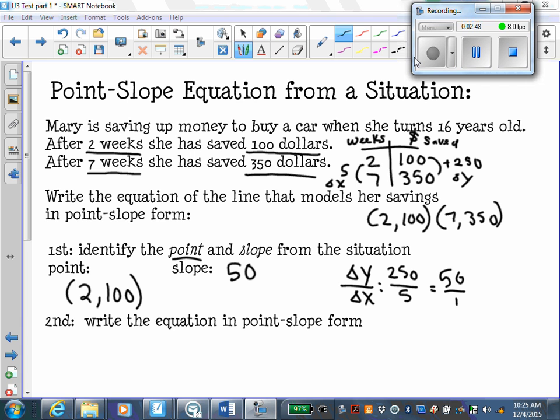If you prefer using not the change in y over change in x right here, but the slope formula, you could do 350 minus 100, and then divide that by 7 minus 2. You get the same exact answer. You get 250 over 5, which again reduces to 50 over 1. Okay, so we have our slope, we have our point. Now all we have to do is plug it into point-slope form.